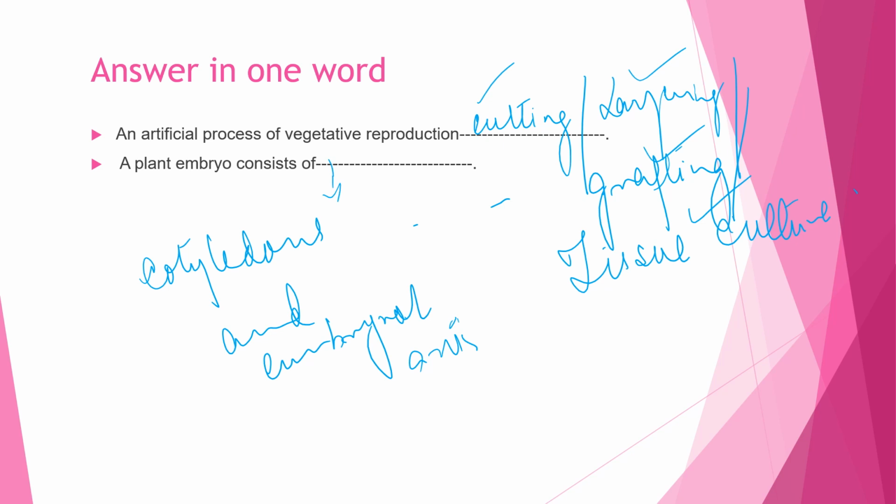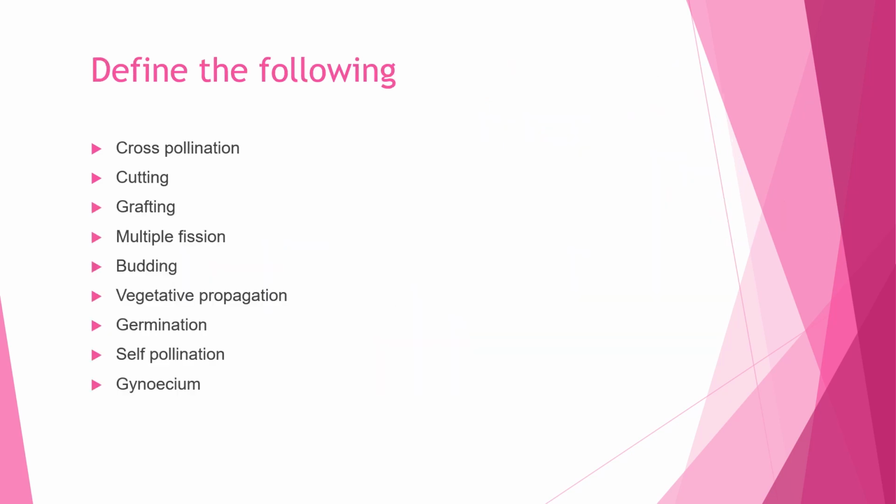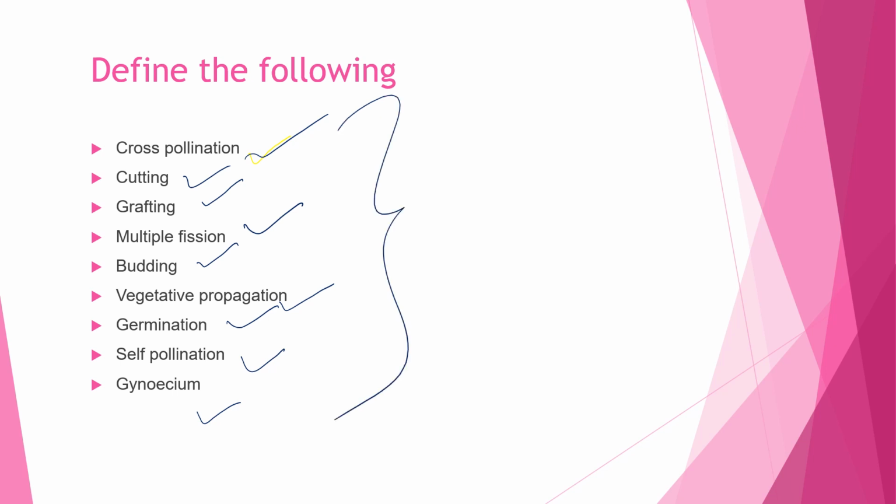So I have covered almost all the objective type questions, fill in the gaps and answer in one word. Now we will move on to the next category of questions. Here is define the following. I have taken many definitions here. Any one of them can come, like cross-pollination, define cutting, grafting, multiple fission, budding, vegetative propagation, germination, self-pollination, gynoecium, anything like that can come. This is the pattern of questionnaire I am giving you, but apart from this other questions can also come.